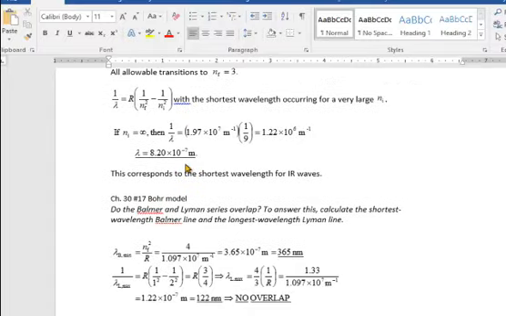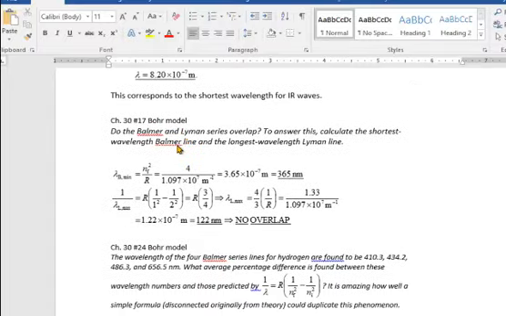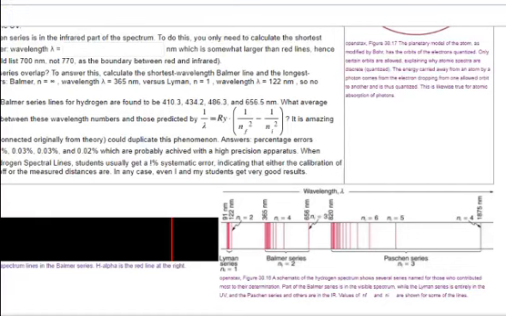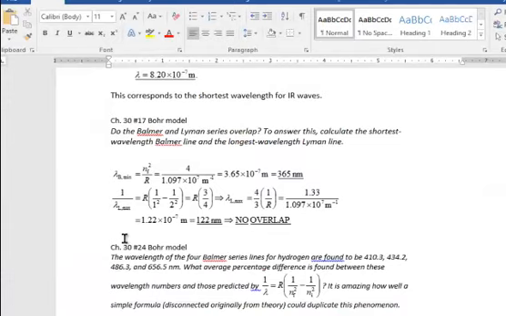All right, so do the Balmer and Lyman series overlap? To answer this, calculate the shortest wavelength Balmer line and the longest wavelength Lyman line. Let's see, calculate the shortest wavelength. I'm going to go back to this diagram here. So the shortest wavelength would be this one here, the 365, and I already did that earlier. And then the longest one here would be 122, which I also did earlier. So I think we can safely answer, yeah, there it is, 365, 122. And the way to do that is, yeah, do this one here.